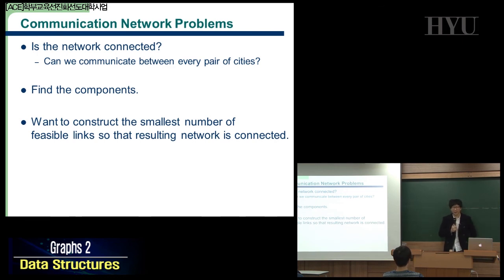Find the components, some part of the network that you don't go to, like a subgraph that you don't care about. We want to construct the smallest number of feasible links so the resulting network is connected. How do you translate that, constructing the smallest number of feasible links, into internet language? Smallest feasible link.